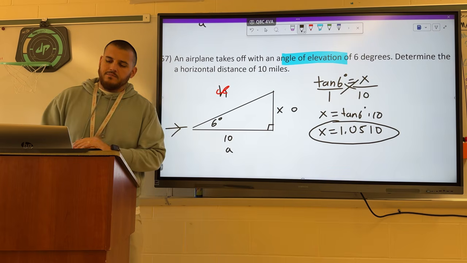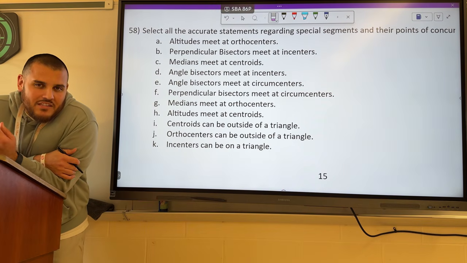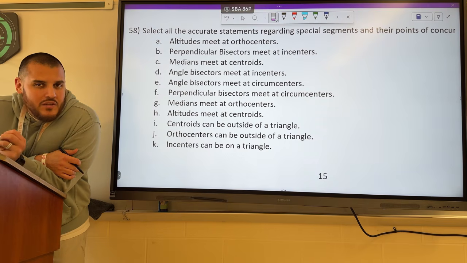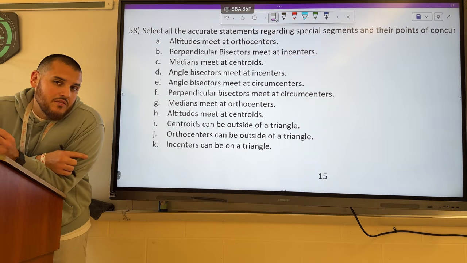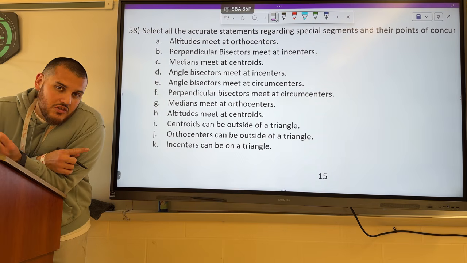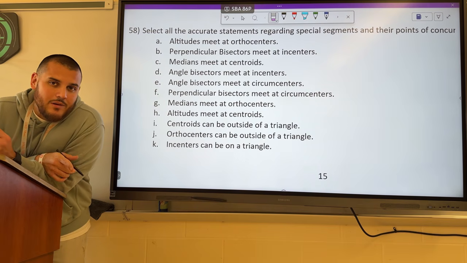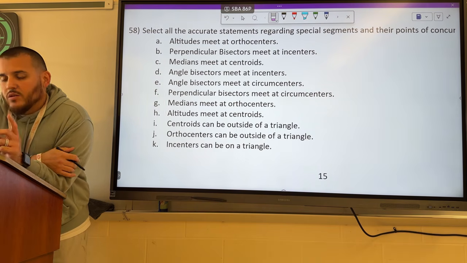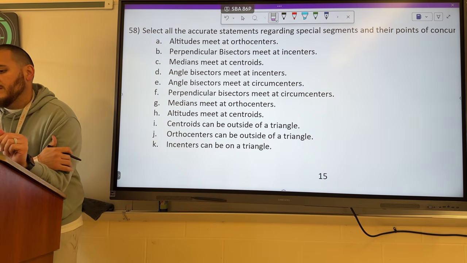Example 58 is a bunch of review of special segments and their points of concurrency. I'm going to go over a lot of information here. If you want better visuals for these segments, you can check out my Unit 6 videos. We're selecting all the accurate statements here.